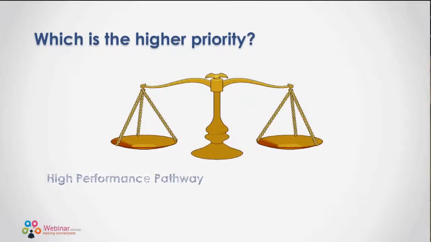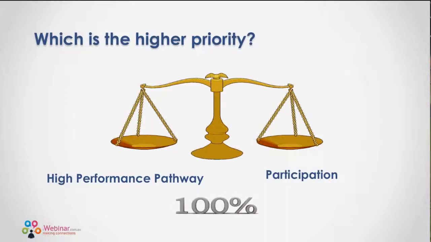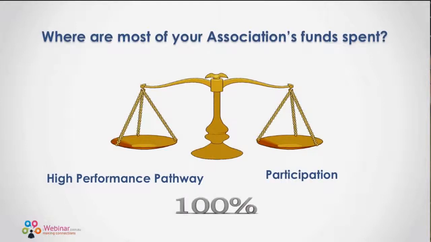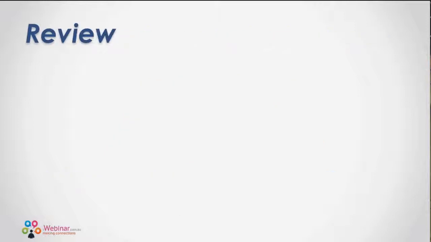Assigning priorities then, we have to weigh up, okay, are we going to focus on high performance? Are we going to focus on participation? And what percentage are we going to put our efforts into those two areas of sport? And they can vary depending on whether you're a national sport, a state sport, a local club, and that's where you decide how you're actually going to allocate your funding. So you look, say, where are most of your association's funds spent? Is it in the high performance area? Is it in the participation area? And that, of course, always adds up to 100%.